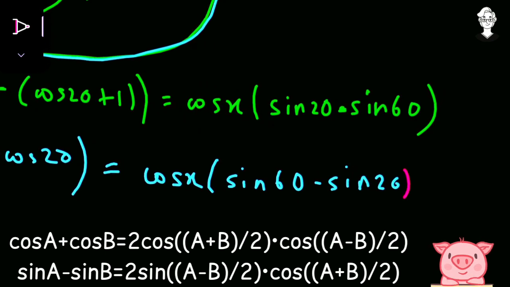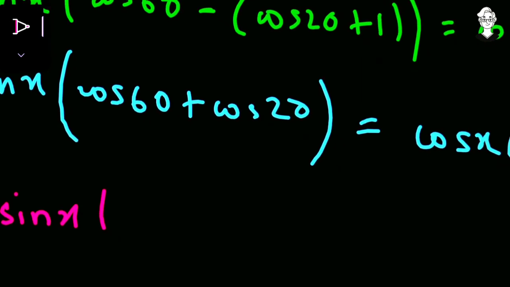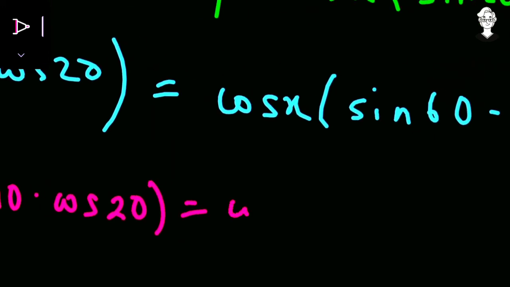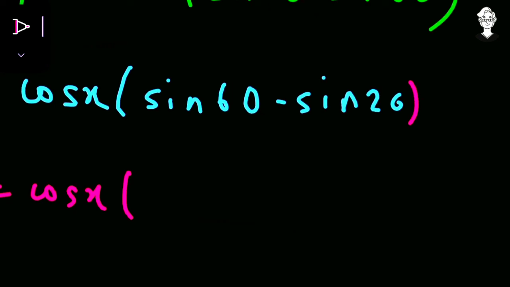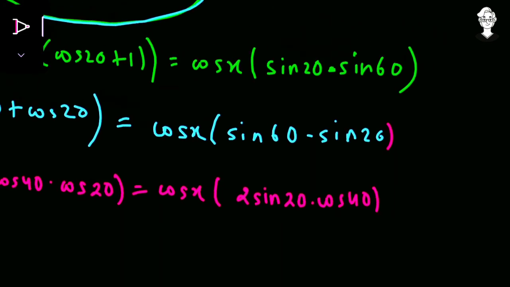Yes, now because of that it would form over here sin x as it is, and cos a plus cos b would form 2 times cos of (a plus b)/2. So 60 plus 20 is 80, and 80 upon 2 is 40. So cos 40 into cos of the subtraction of both over 2: 60 minus 20 is 40, 40 upon 2 is 20. That equals cos x as it is. And now sin 60 minus sin 20 becomes 2 times sin of 20 degree and cos of 40 degree. Those two identities are used over here.